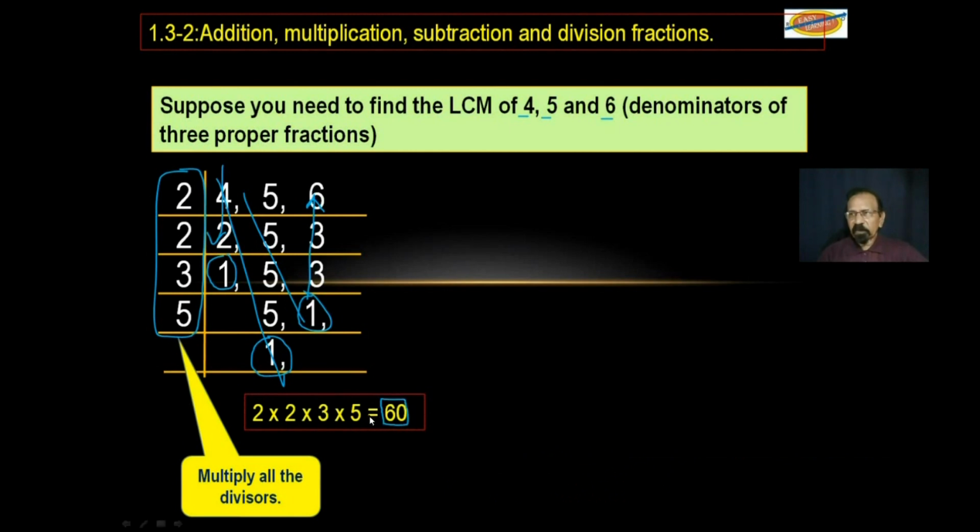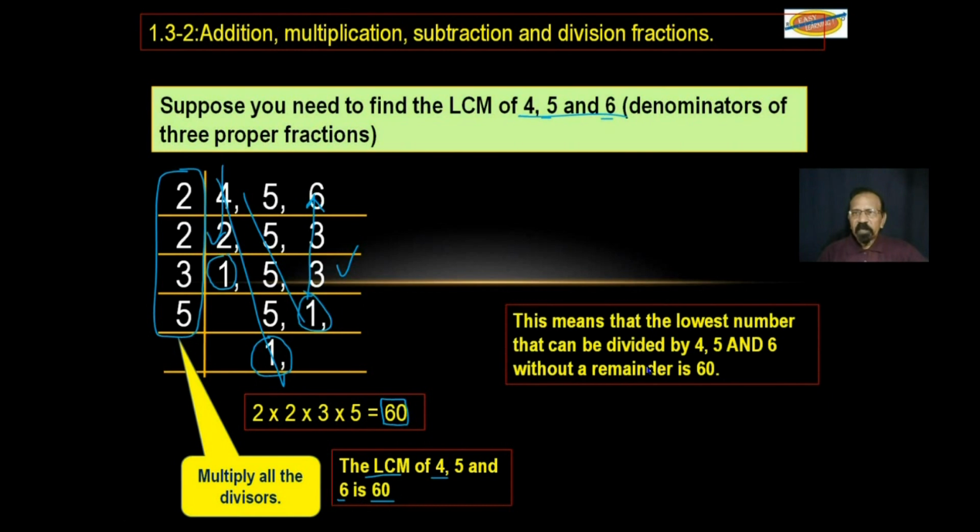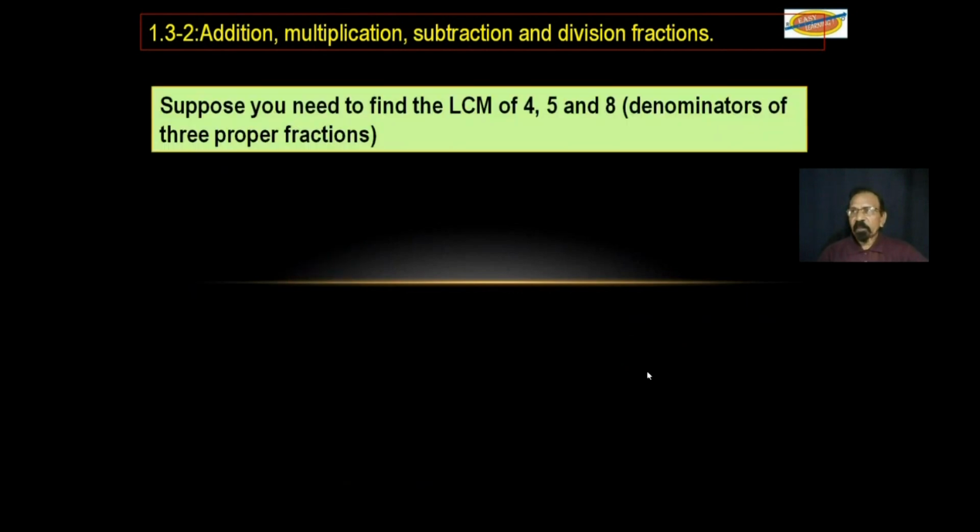Now, this is a much easier way to find the LCM of these numbers than what I did in the previous slide. So the LCM of 4, 5, and 6 is 60. Now, what that means is that this is the lowest number that can be divided by 4, 5, and 6 without a remainder. 60. Let's try another one.